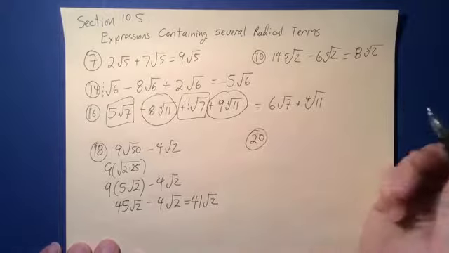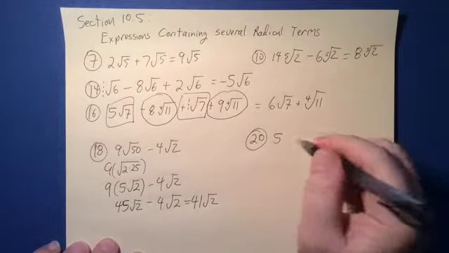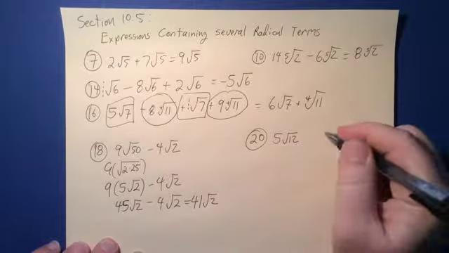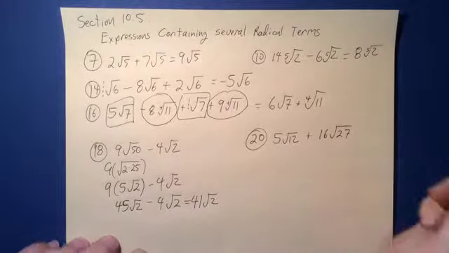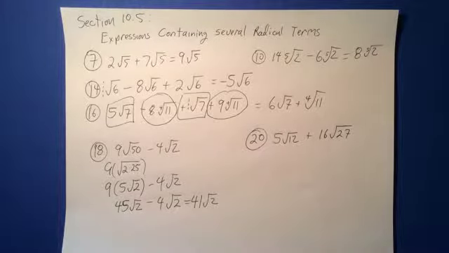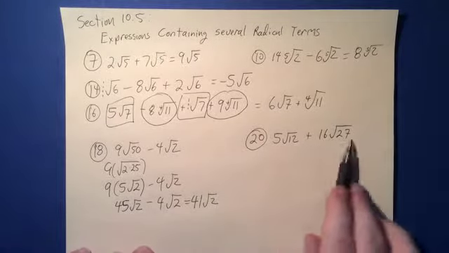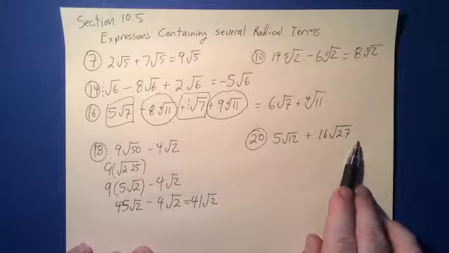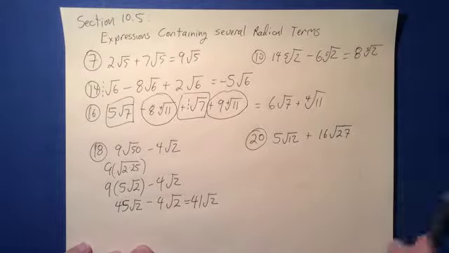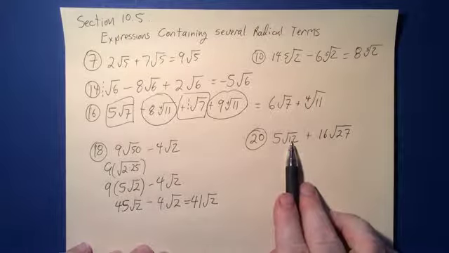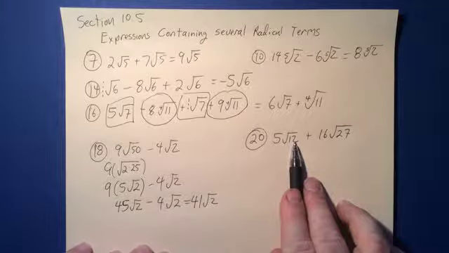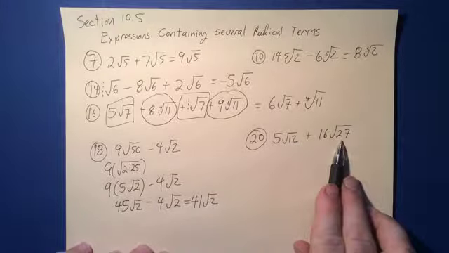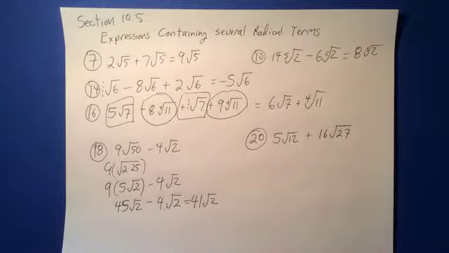Let's take a look at question 20. So here we have 5 radical 12 plus 16 radical 27. When you're given two radicals, radical 12 and radical 27, these are not in simplest form. We're going to be able to simplify these. I recommend not necessarily going with the first one, but go with the smaller of the two numbers. More than likely, it's going to be easier to simplify 12 than it will be 27. Not in all cases, but more than likely, it's going to be easier to simplify the lower of the two numbers.